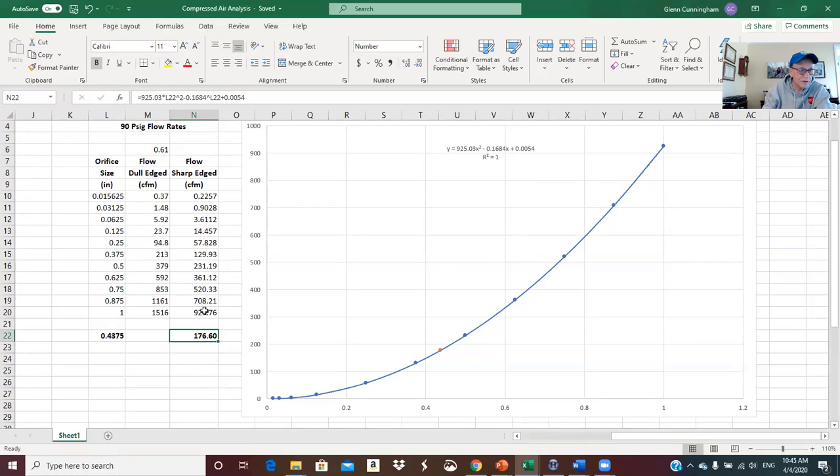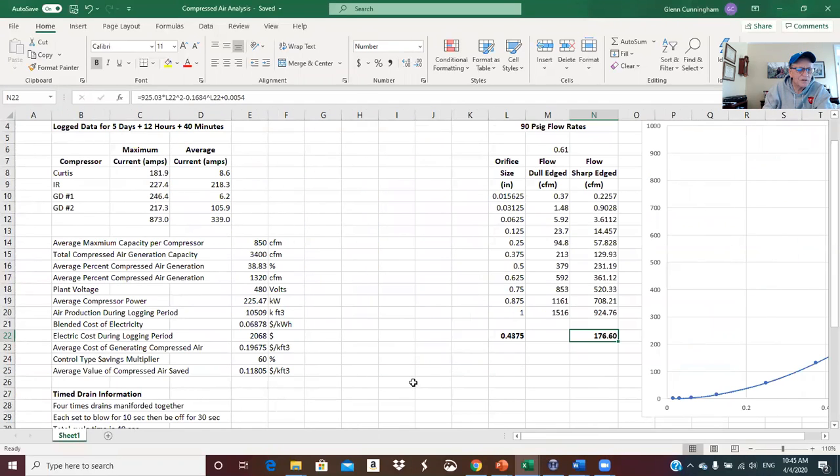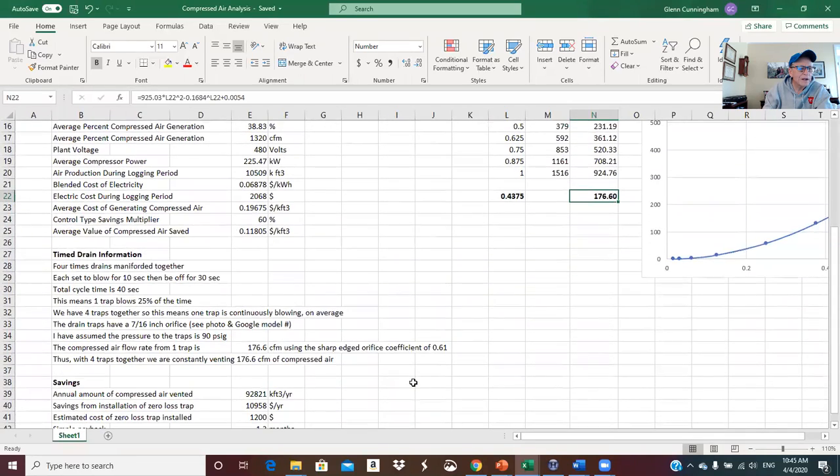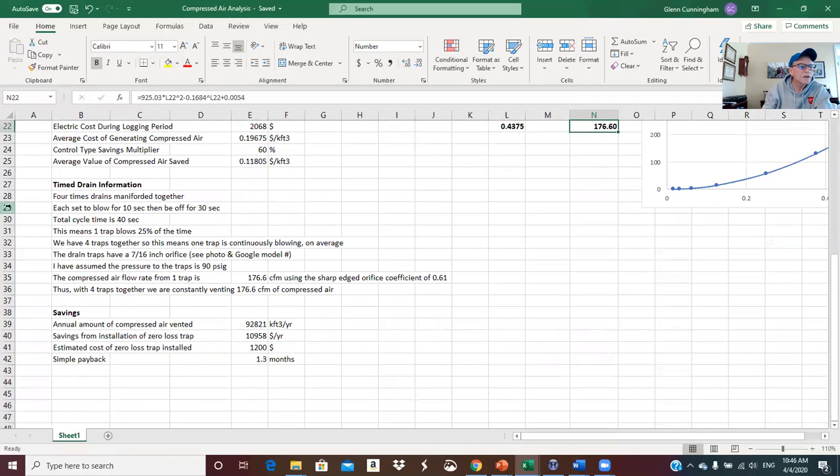So it's coming out of this column right here. Because see, it's not linear. You can't just, well, I guess you could do an interpolation. Anyway, I went ahead and did the curve fit. I think it's a little bit better. So I'm getting 176.6 CFM. And then I'm down here to further calculations.